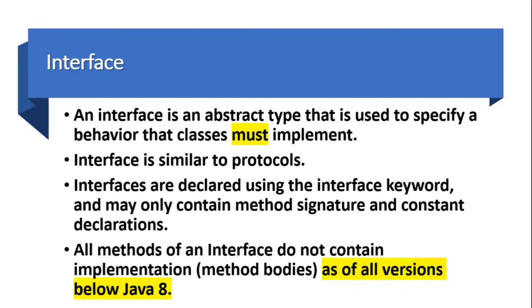So I'm going to go through some points about interfaces, and then we're going to go to the syntax. An interface is basically an abstract type, and this abstract type specifies the behavior that a class must implement. Now I will put 100 lines under the word must. Basically, this is again the point of an interface.